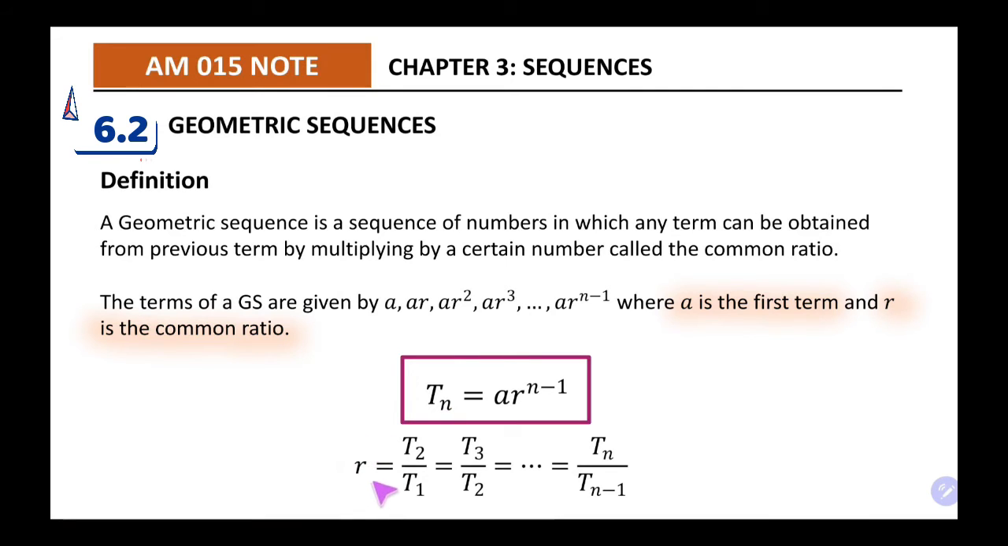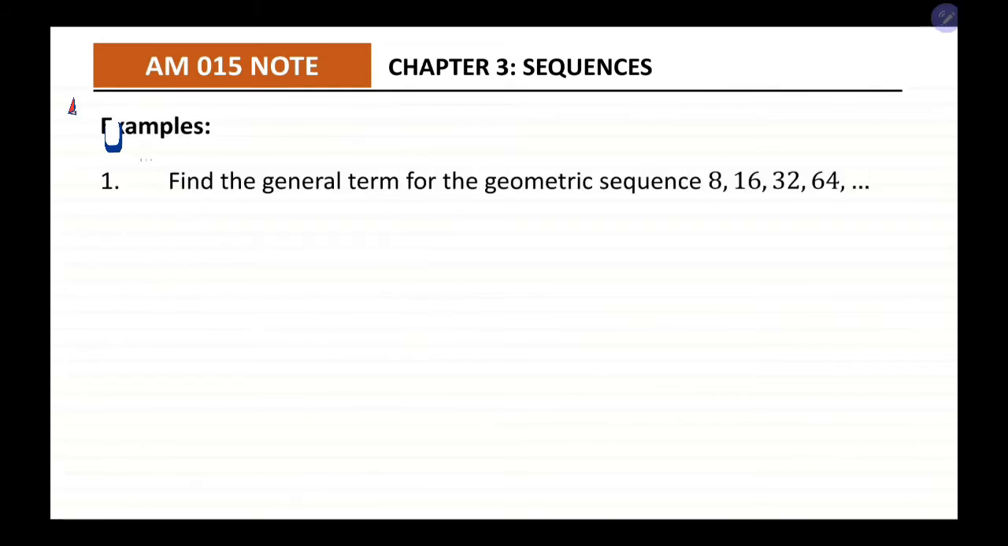And this is the formula for r, the common ratio, where we can get it from the second term divided by the first term, or we can use the third term divided by the second term. The general formula for this ratio is Tn divided by Tn minus 1.